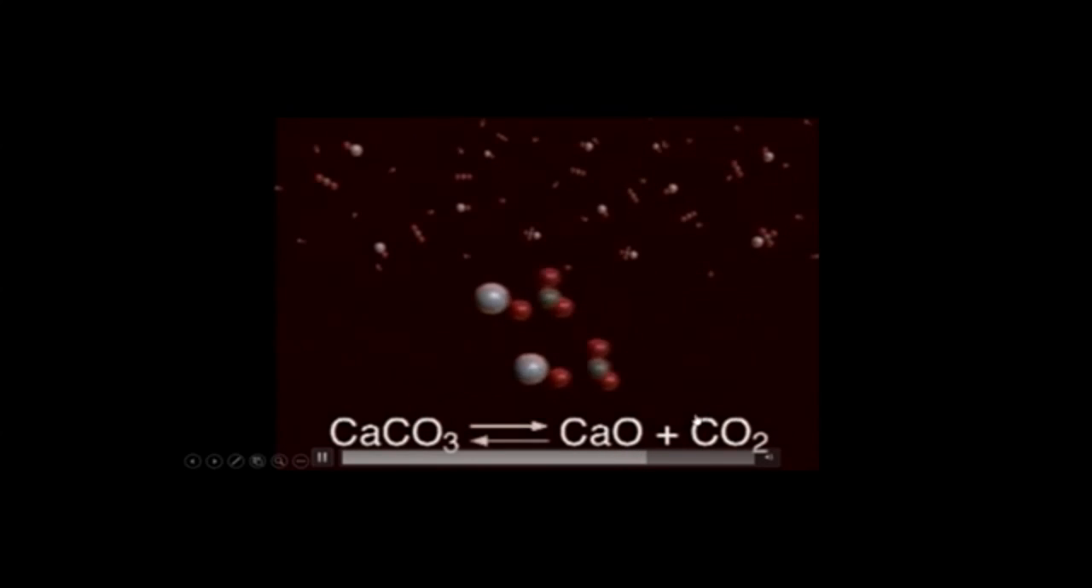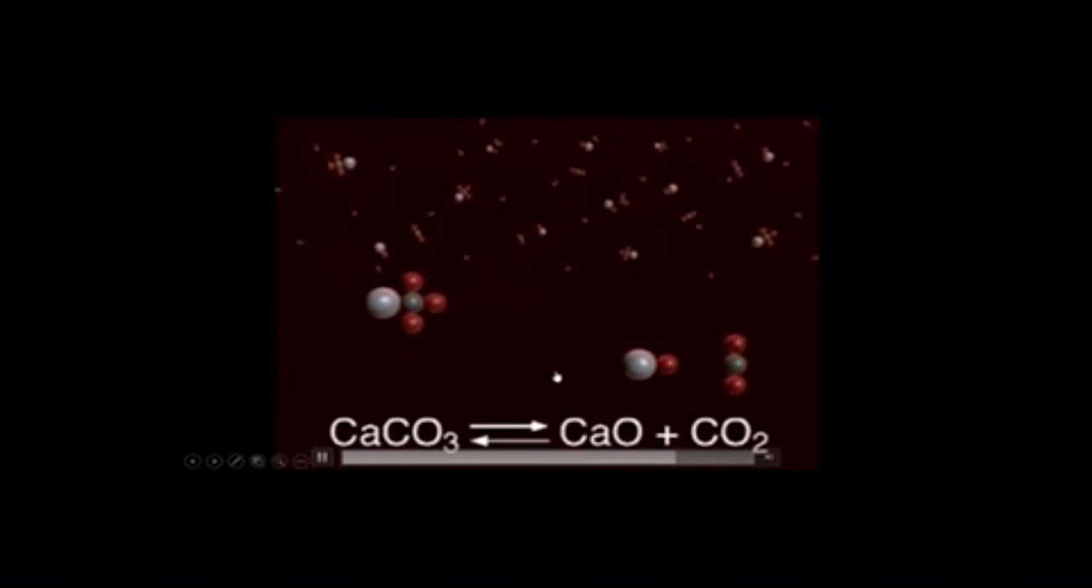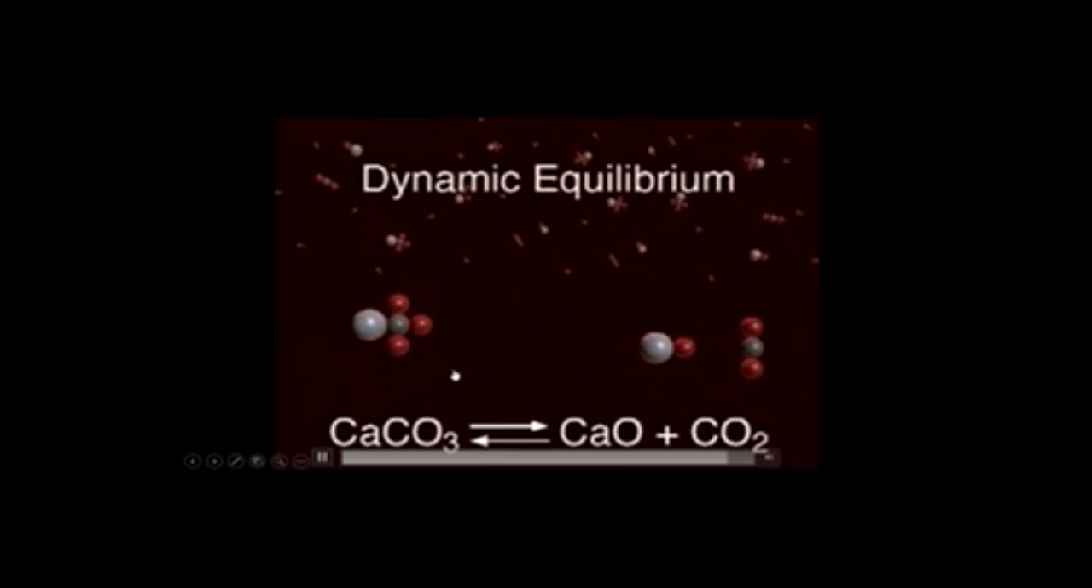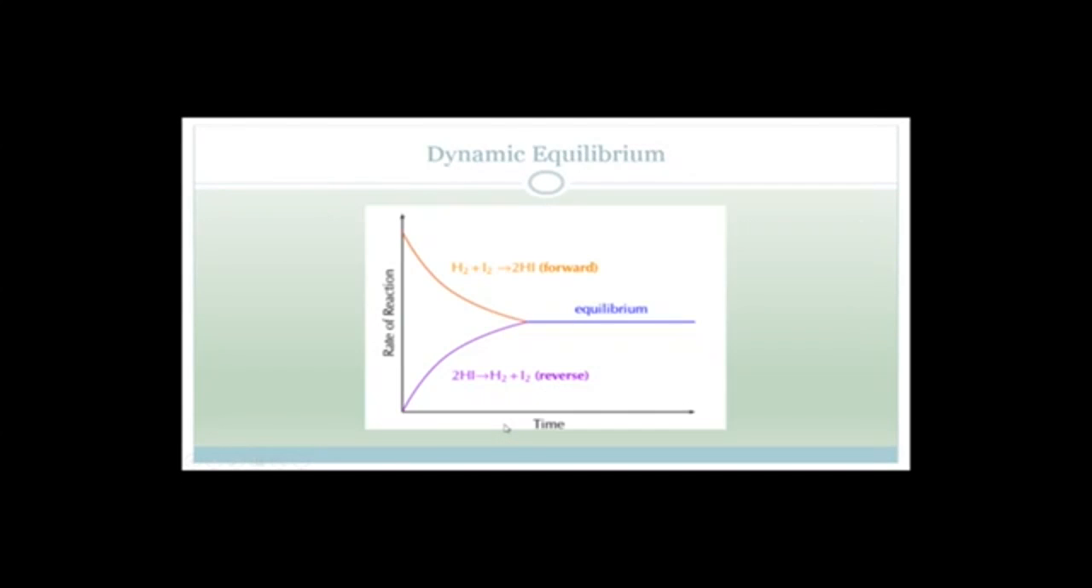So you end up with this reversible reaction where multiples of these things are breaking up and reforming. And they don't have to be the same ones, okay? But that is dynamic equilibrium. Dynamic equilibrium is when the rate at which the calcium carbonate is breaking up into calcium oxide and carbon dioxide is exactly the same as the rate at which these two are forming calcium carbonate. Okay, now, what you need to understand is dynamic equilibrium and this graph.